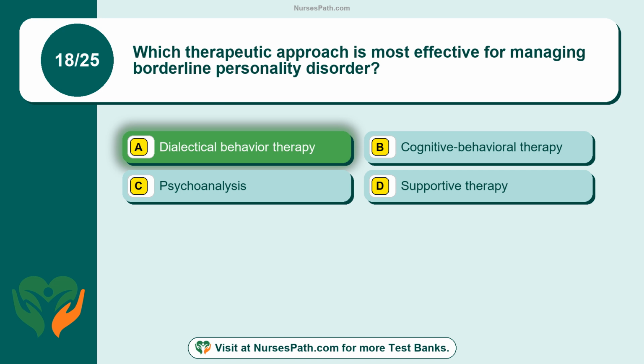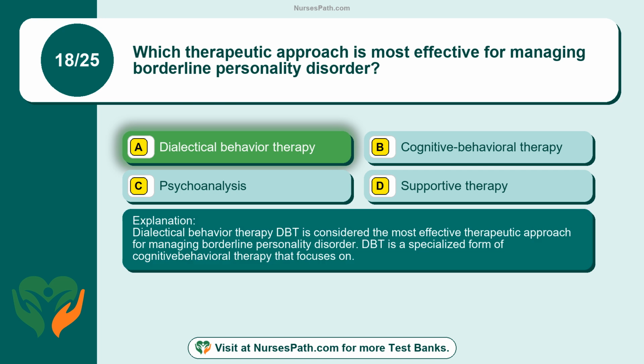The correct answer is option A, dialectical behavior therapy. Dialectical behavior therapy (DBT) is considered the most effective therapeutic approach for managing borderline personality disorder. DBT is a specialized form of cognitive behavioral therapy that focuses on.